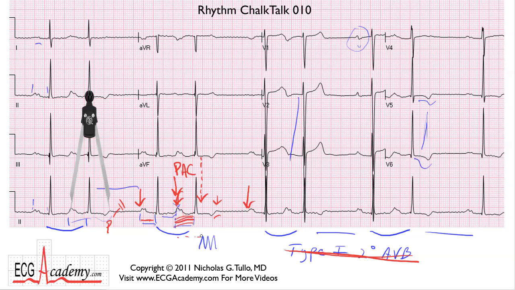And then what happens? You get a compensatory pause. And there's no other P wave in here. There's no P at all. What you get is the next sinus beat and then the next PAC. Okay, so you have a pattern of a sinus beat, PAC, compensatory pause, sinus beat, PAC, compensatory pause.